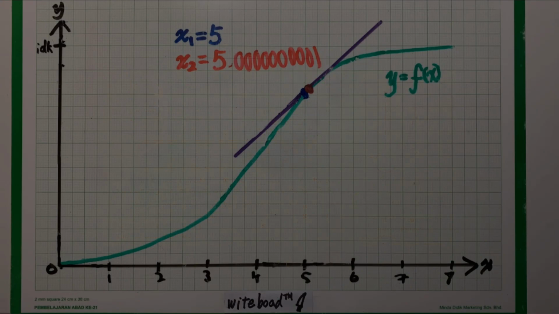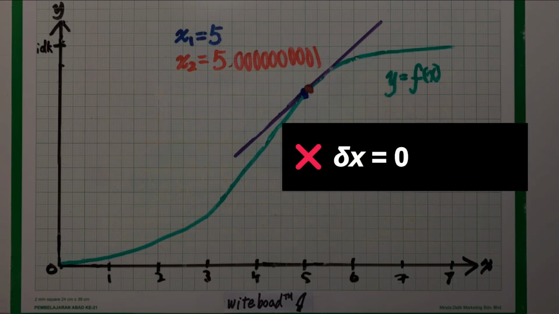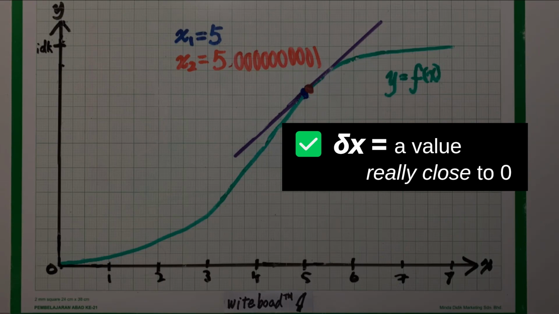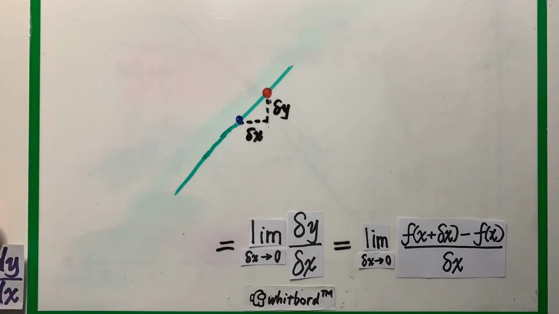And just to recap once more, I'm not saying that delta x equals to 0. That yields an undefined result. Instead, what we're doing is finding a really sneaky way around this trap.